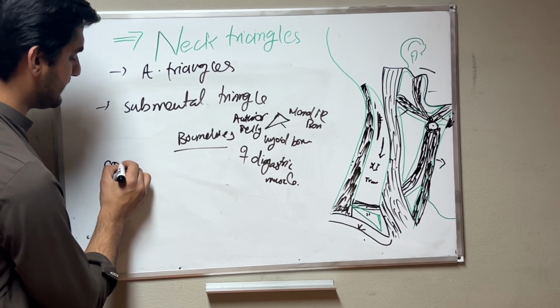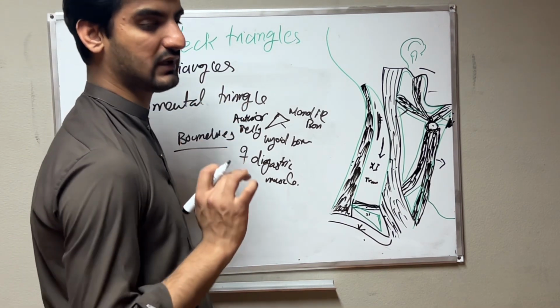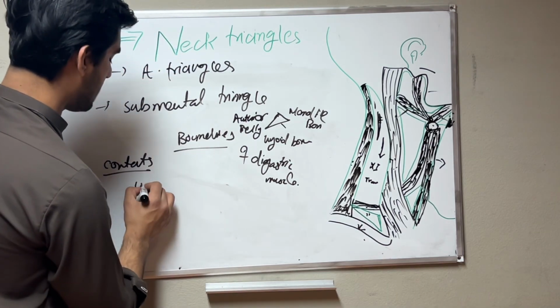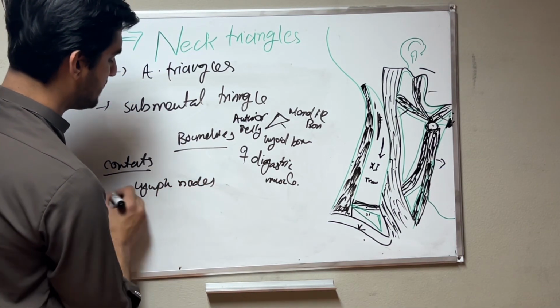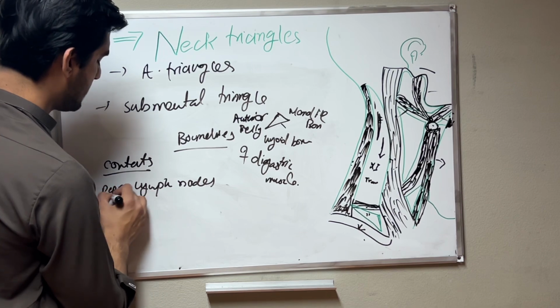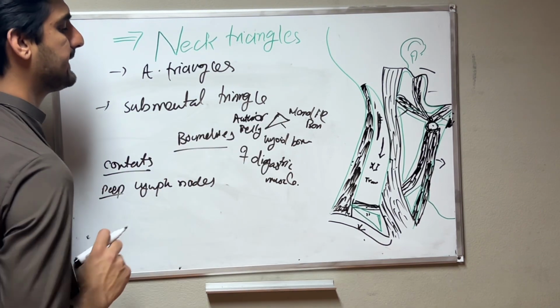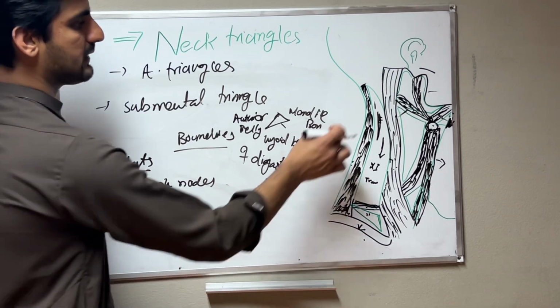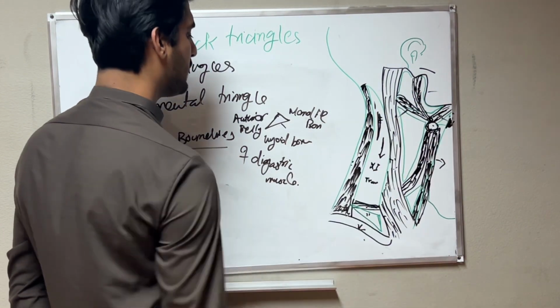Now about the contents. Here only lymph nodes are located, or deep lymph nodes you can also say. These lymph nodes are located here in the submental triangle. Here we also have submandibular lymph nodes. Here also we have lymph nodes.